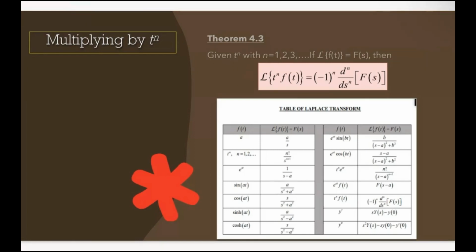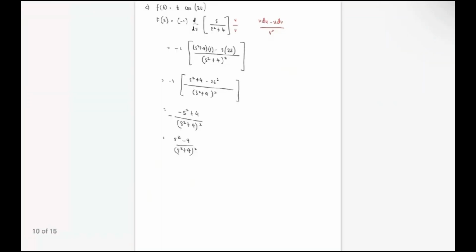Given t^n, t to the power of n, with n equal to 1, 2, 3, and if we have a Laplace transform of function f(t) equal to F(s), then the Laplace transform of function t^n multiplied by function f(t) equals (-1)^n d^n/ds^n times the Laplace transform F(s). So what does this property mean? So let's see.